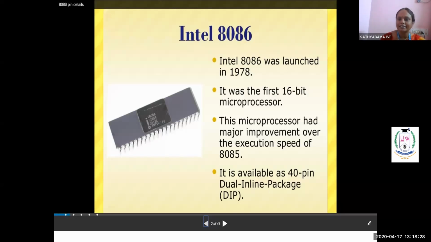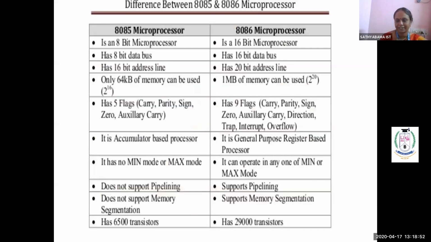So 8086 is a 16-bit microprocessor. 8085 is an 8-bit microprocessor. So the word length of the microprocessor increases. Both are from the manufacturer Intel, and comparatively the 8086 speed is higher than that of the 8085. Now we are going to see some differences between 8085 and 8086. I have listed out the differences.